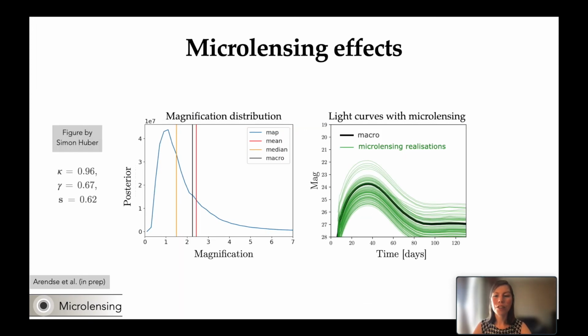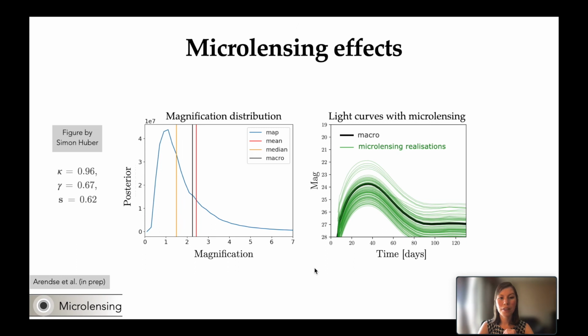And it turns out that this is quite often the case, actually, that the images get a bit fainter. So here we can see the magnification distribution, where the black line corresponds to the macrolensing, so without any microlensing, and the blue distribution is coming from different microlensing realizations. So as you can see in this tail end, there are some systems that are magnified a lot more than without microlensing, but the majority of the systems is a bit fainter. And you can also see this in the median.